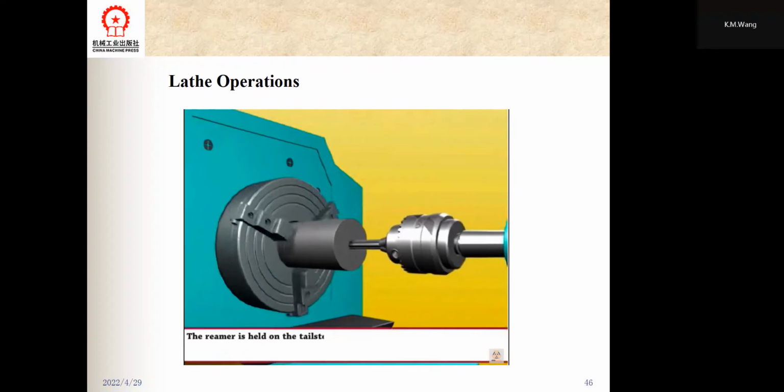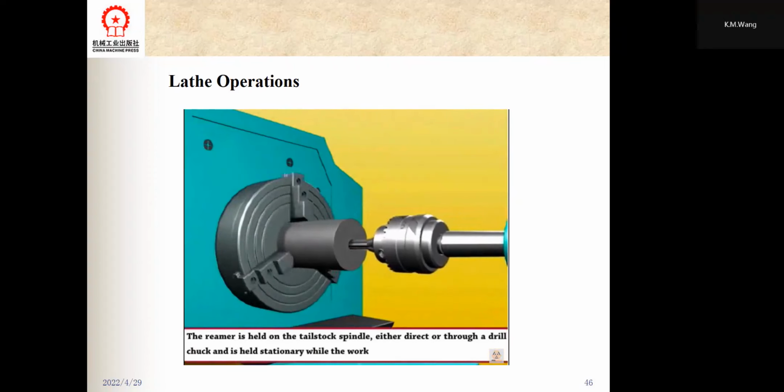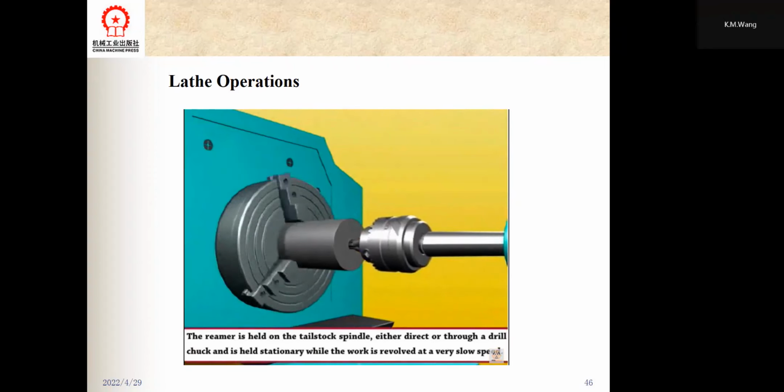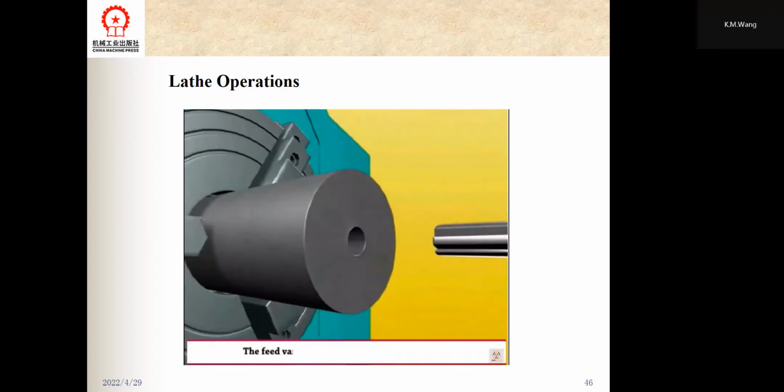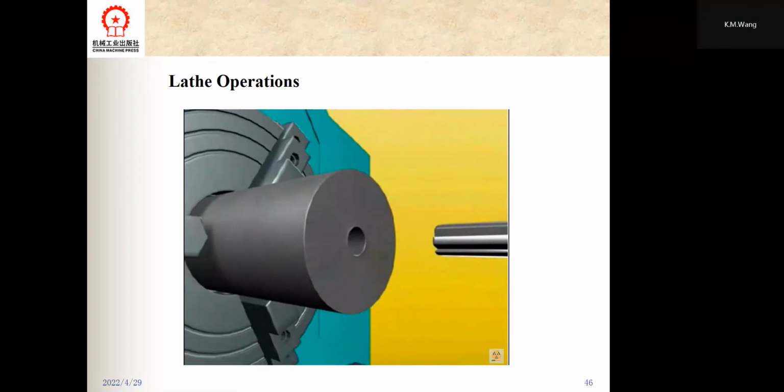The reamer is held on the tailstock spindle either direct or through a drill chuck and is held stationary while the work is revolved at a very slow speed. The feed varies from 0.5 to 2 mm per revolution. Hence, reaming is done.